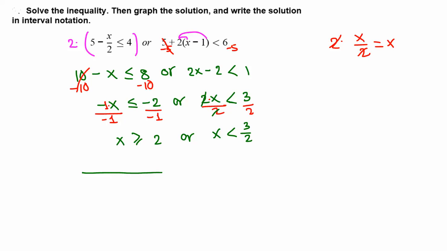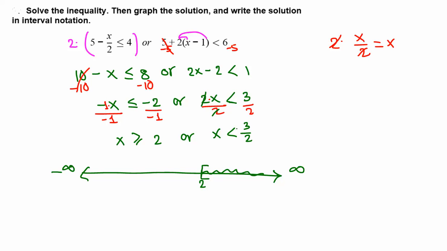Now we graph this solution. Negative infinity through positive infinity. It says x is bigger than or equal to 2. So 2 is somewhere here, 2. X is bigger than or equal to, so including 2. Bigger than or equal to 2.